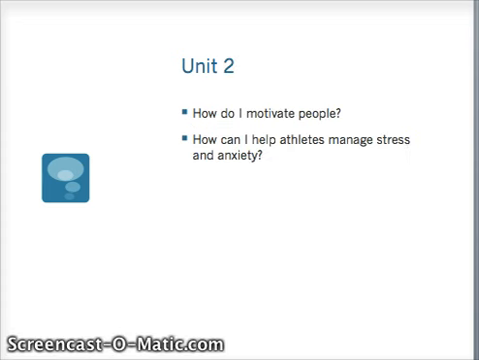In Unit 2, we're going to look at how do I motivate people? You'll see health fitness professionals that actually state on their bios, I'm good at motivation, or my specialty is motivating clients. How does that happen? How can I help my athletes manage stress and anxiety? It's very common to see players that choke, or they get out there and they get so stressed out that they don't perform well. What's your role in helping that?